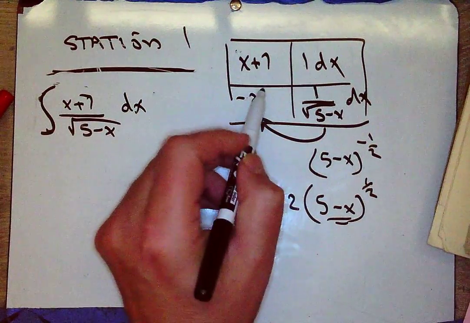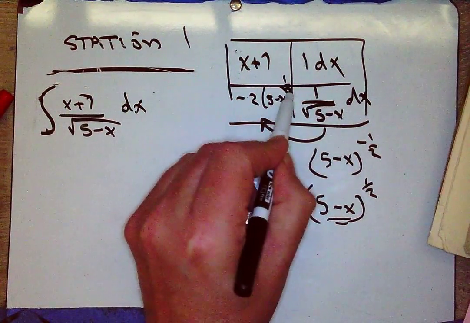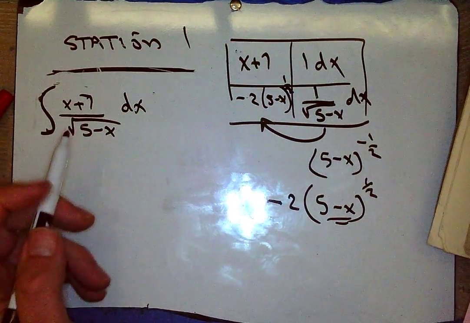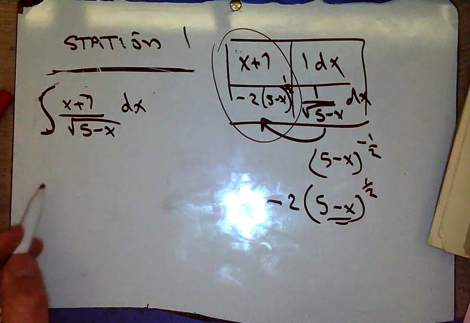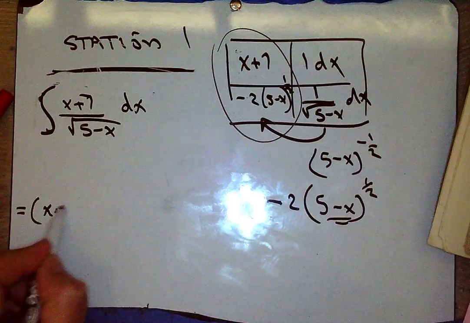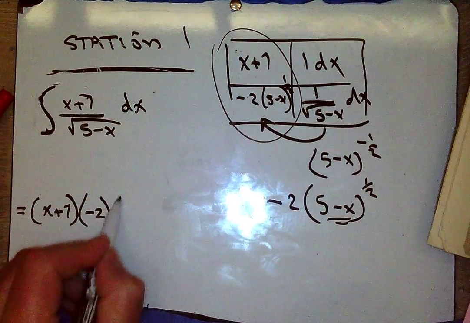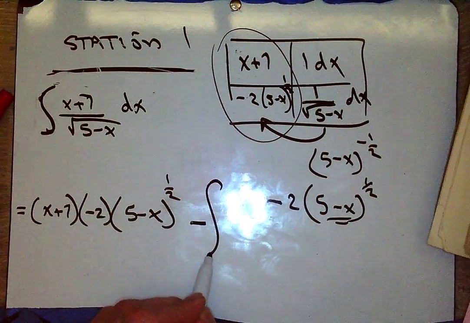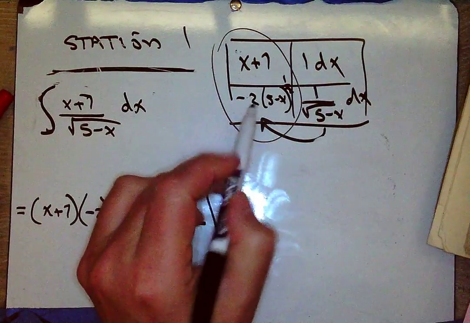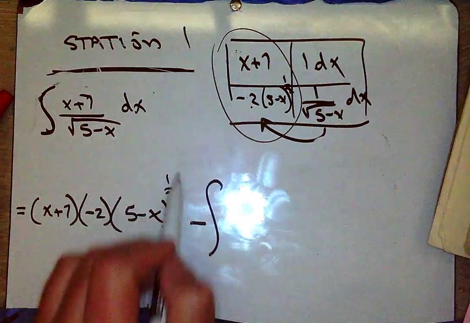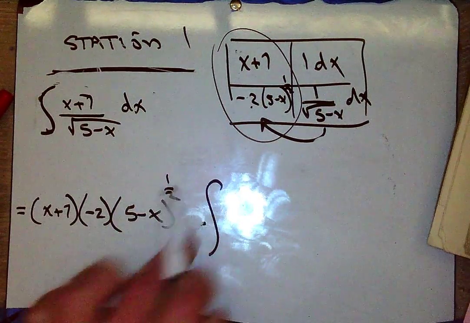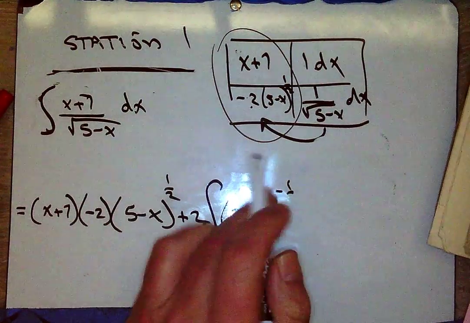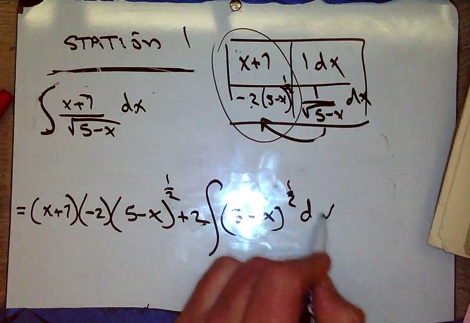And so now I'm looking at 2(5 minus x)^(1/2). Okay, so how do I do this? Well, I know that I'm looking for this times this. So I get x plus 7 times -2(5 minus x)^(1/2), minus the integral of this times this. Oh, in fact, I can pull that constant out. That -1/2 times this minus will give me a plus 2 here. And we've got (5 minus x)^(1/2) dx.